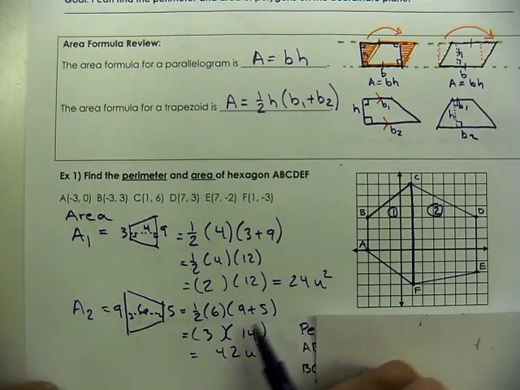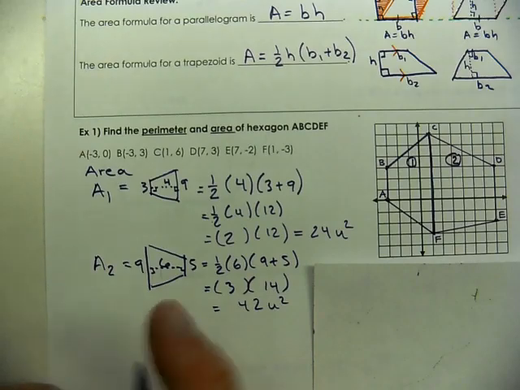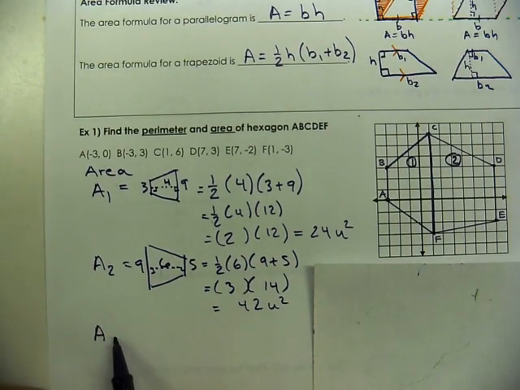And then we have to add these two regions together to get the grand total. So I'll call it A sub t for total. This is the total area. We're going to add together the 24 and the 42. And that will give us a result of 66. And don't forget the units. Again, it's an area, so we want square units.